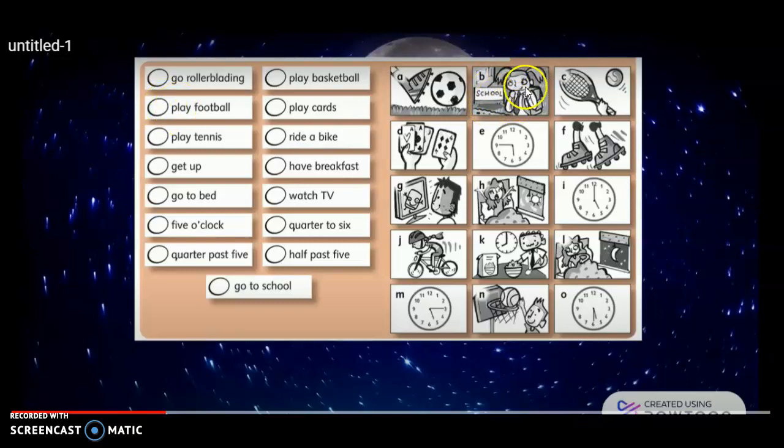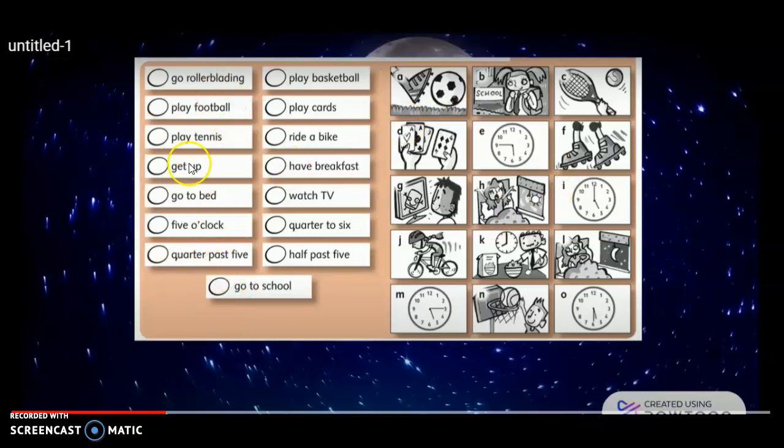Letter B. What activity is this one? To play cards, to play tennis, to ride a bike? Is she riding a bike? To get up? Is she getting up? To have breakfast? Yum yum? I don't think so. To go to bed, to watch TV. Is it 5 o'clock? No tenemos un reloj ahí, así que no sabemos qué hora es. A quarter to 6, a quarter to 5, 5:30, or go to school. Yes, it was the last one, to go to school, right? Letter B. Entonces las vamos a ir uniendo todas, right?